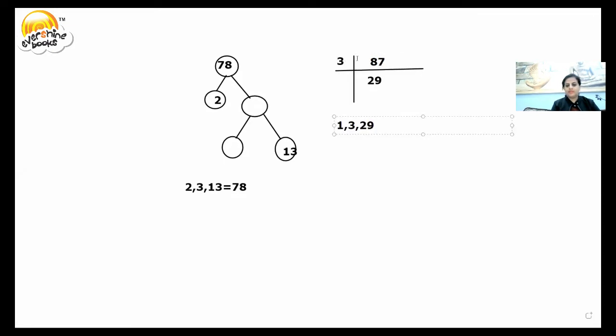87 can be divided by 3. So here 3 2s are 6 and 3 3s are 9, 29. So what is the prime factorization? The factors of 87 are 1. The number 1 always comes as a factor and it cannot be divided by any number. So 1, 3 and 29 are the factors of 87. Likewise, you have to do all the sums.